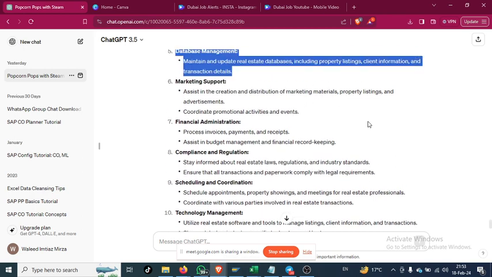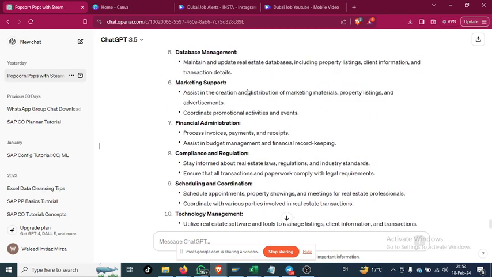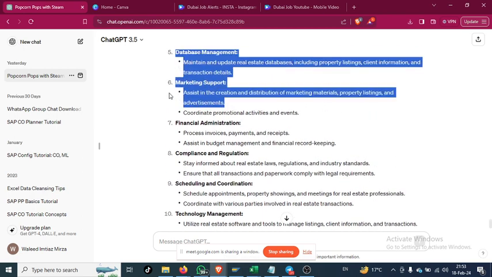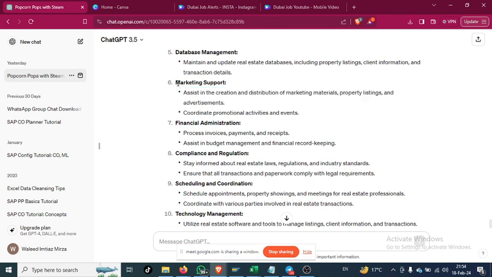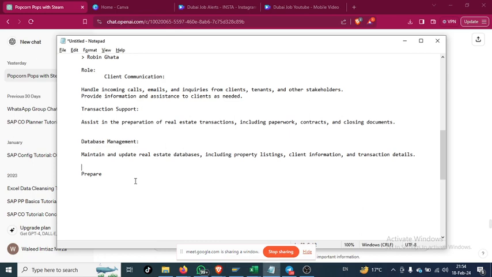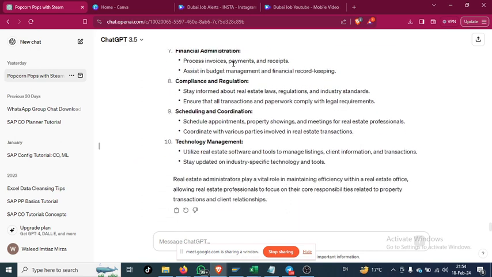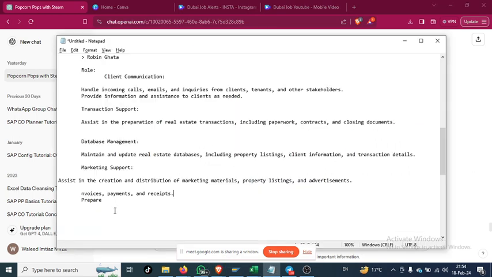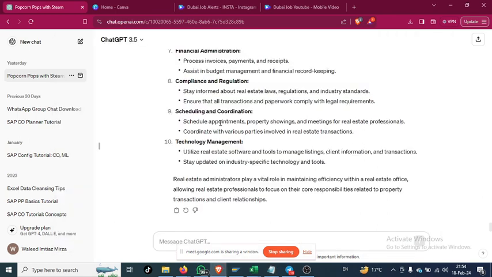Okay. Marketing support, marketing material, property listings, and advertisement. Of course, this has to go in marketing portals like Dubizzle. Okay, so this is also important. Financial administration, invoices, payments, and receipts. Budget management, compliance. Yes, very important. I will also show you how to apply with a cover letter.